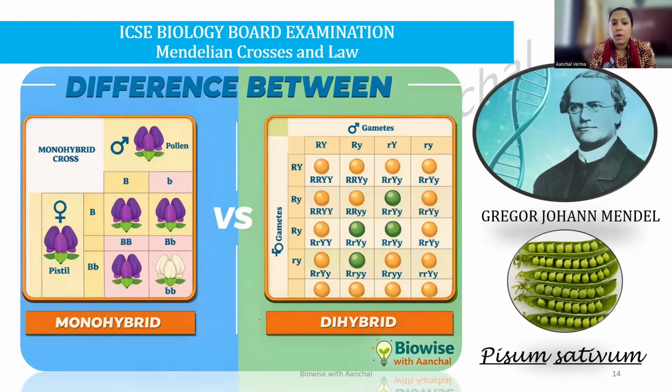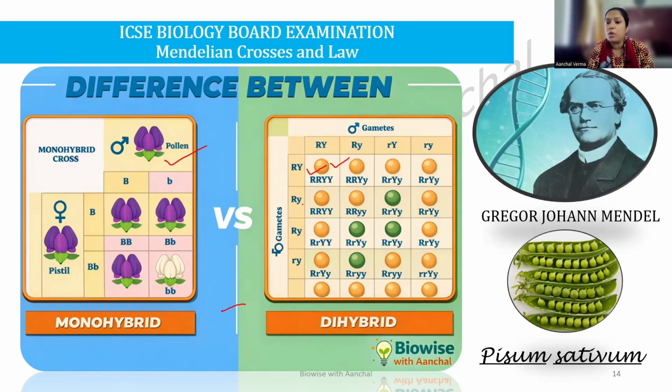Here you talk about only one trait. Here we are talking about the color of the flower. You can use purple P or you can use blue B, whatever is given in the question. Here we are only talking about the color of the flower. But in the dihybrid cross, you are talking about the shape of the pod and the shape of the seed and the color of the seed.